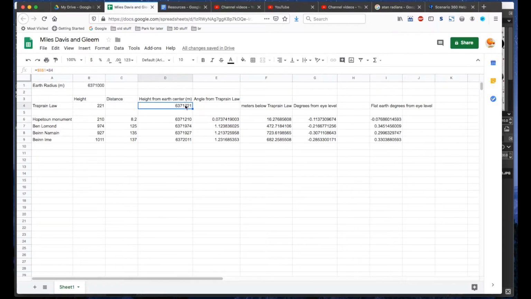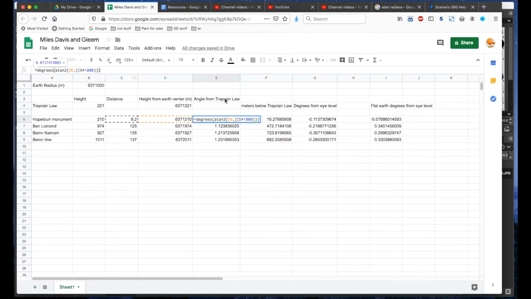So the first thing I did was I wanted to convert the height of each observer or object to a height from the center of the Earth. And I did that by adding the height to the Earth's radius. And the Earth's radius here is represented in meters. So this is going to be 210 plus the Earth's radius. This one is going to be 974 plus the Earth's radius, and so on and so forth.